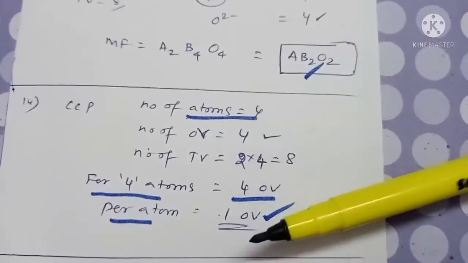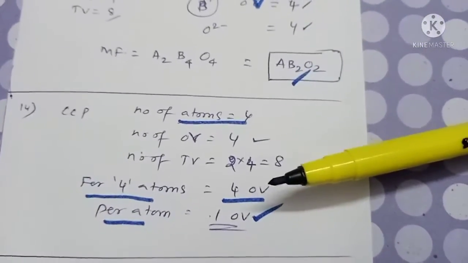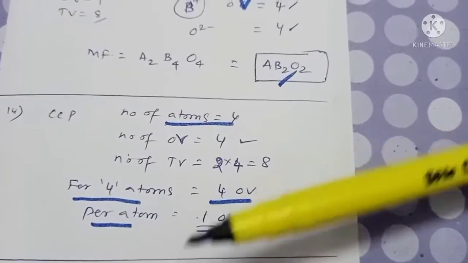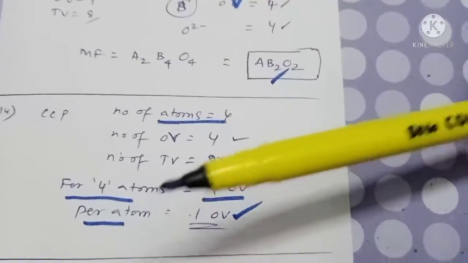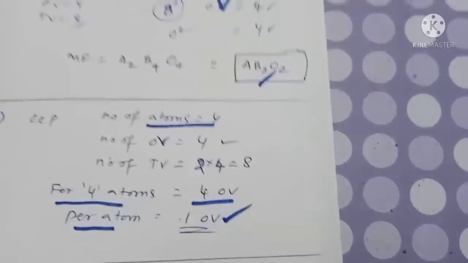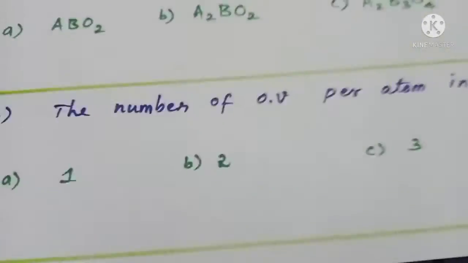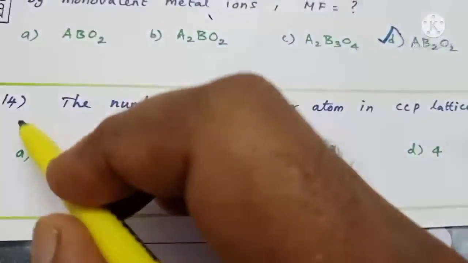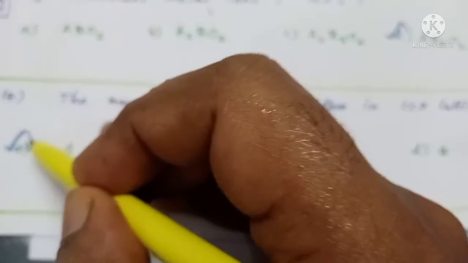In one unit cell there are 4 octahedral voids. That is, for 4 atoms there are 4 octahedral voids. For 1 atom, that is per atom, there will be 1 octahedral void. So the answer is 1, okay. So the number of octahedral voids per atom in CCP is about 1. So option A is the right answer, okay.